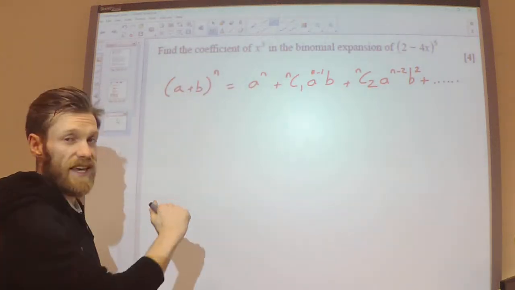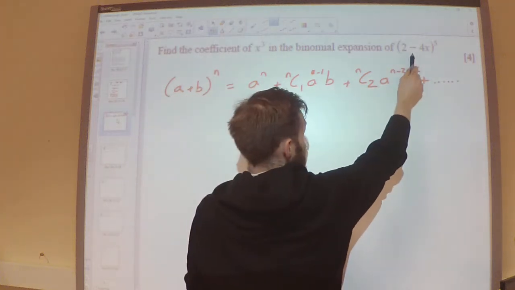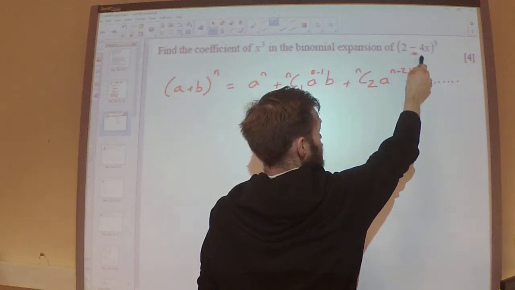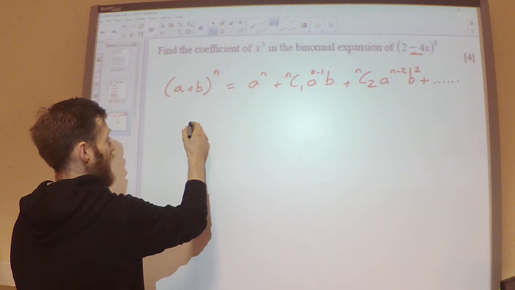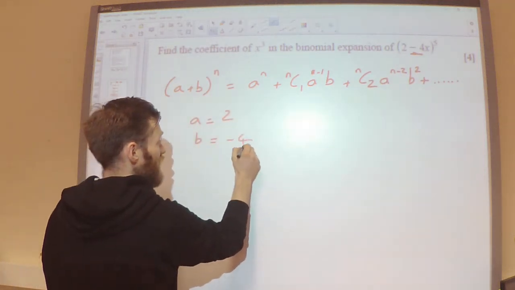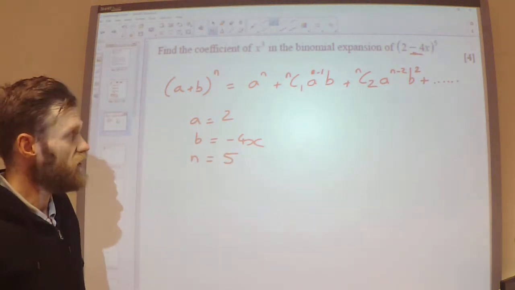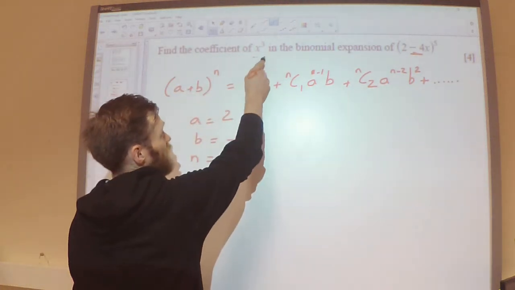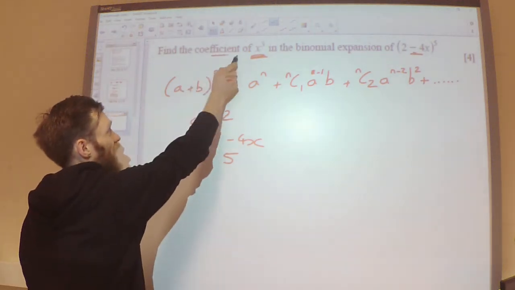If we're using it in this case, a is 2, b is minus 4x. Notice the b has got to be a minus 4x there. And n is 5. So a is 2, b is minus 4x, n is 5. So let's just substitute those into the first few terms until we can find the x cubed term. Then we can see what the coefficient will be.